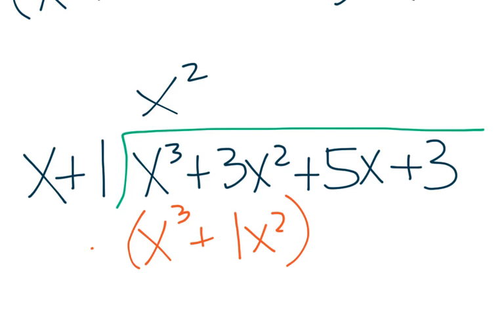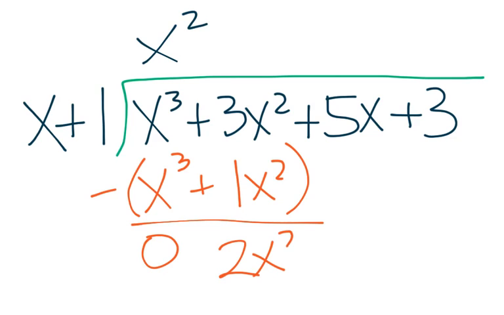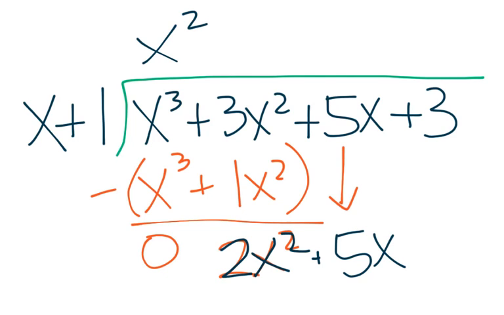And we're going to take this and subtract. So x to the third minus x to the third is 0. 3x squared minus 1x squared is 2x squared. And we're going to bring down this 5x. Okay, so now we have 2x squared plus 5x.